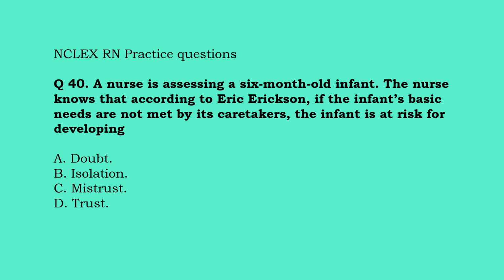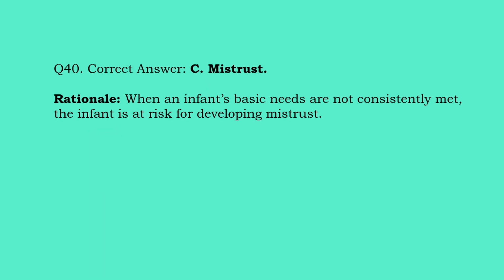NCLEX-RN Daily Practice Questions. Question 40. A nurse is assessing a 6-month-old infant. The nurse knows that according to Erik Erikson, if the infant's basic needs are not met by its caretakers, the infant is at risk for developing A. Doubt. B. Isolation. C. Mistrust. D. Trust. Correct answer, C. Mistrust. Rationale. When an infant's basic needs are not consistently met, the infant is at risk for developing mistrust.